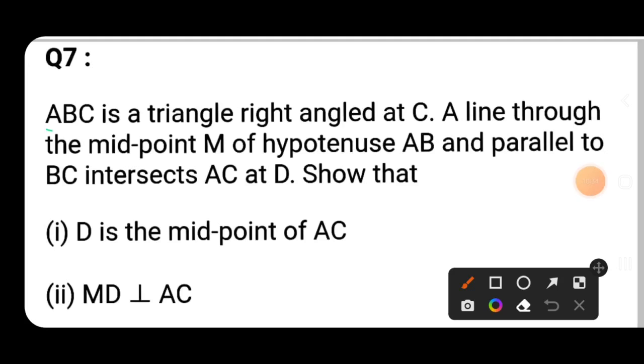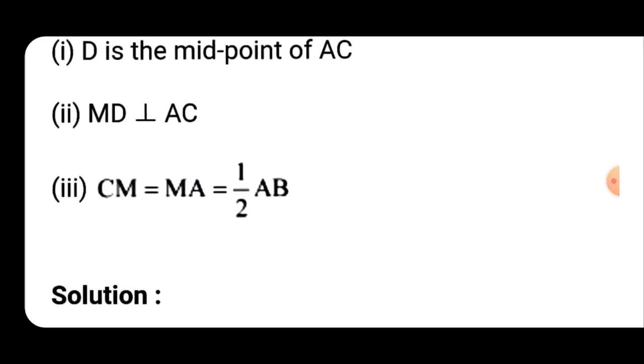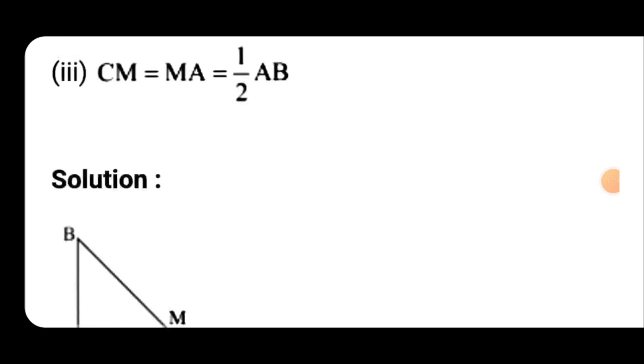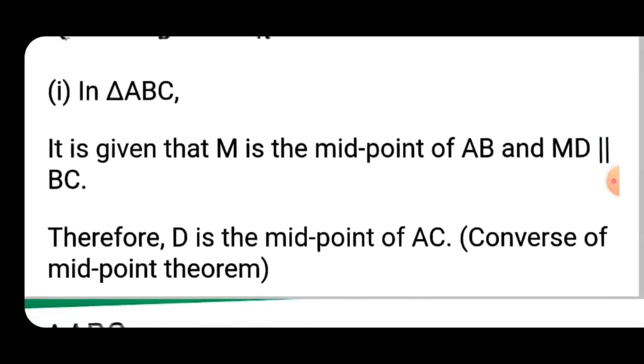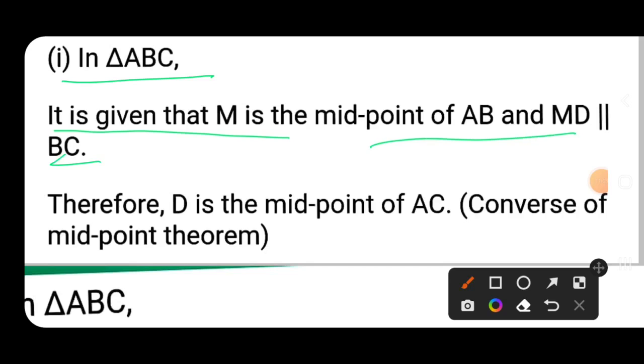In question number 7, ABC is a triangle, right angled at C. A line through the midpoint M of hypotenuse AB and parallel to BC intersects AC at D. Show that D is the midpoint of AC, MD is perpendicular to AC, and CM is equal to MA is equal to half of AB. Let me explain one by one. You can see the figure also. In triangle ABC, it is given that M is the midpoint of AB and MD is parallel to BC. So therefore D is the midpoint of AC, by the converse of the midpoint theorem, right?